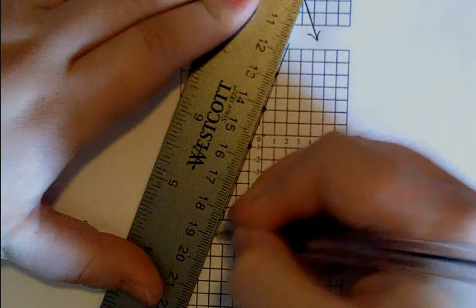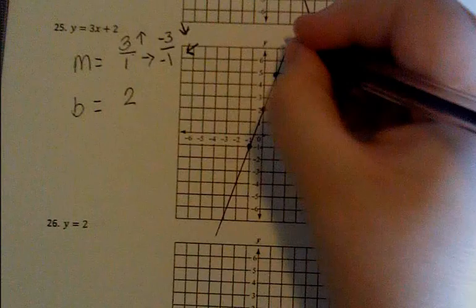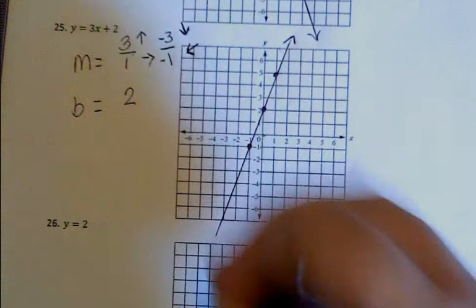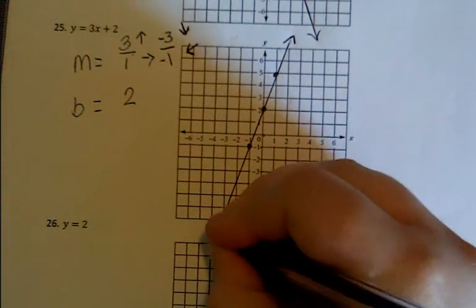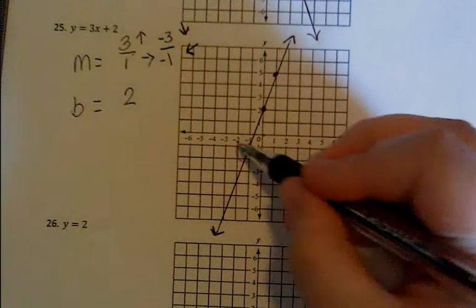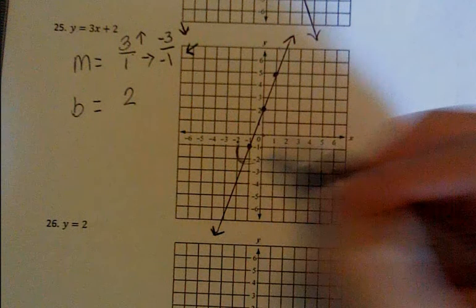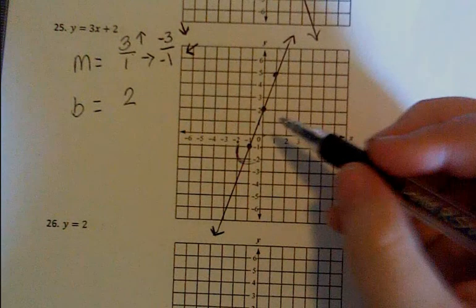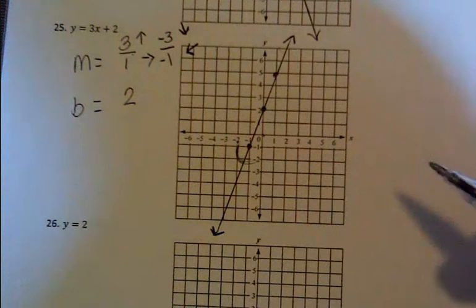Notice how my graph extends all the way through my graph. Notice how a lot of you guys try and stop your graph here. Okay? That's not what we want. We want it to extend all the way through the graph, okay?